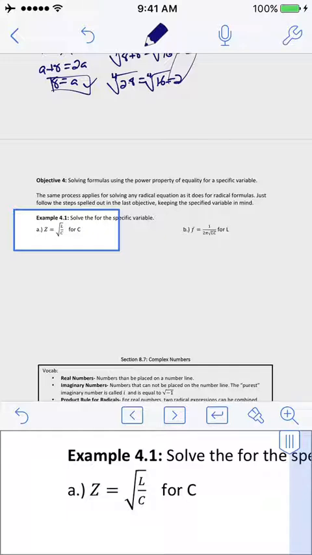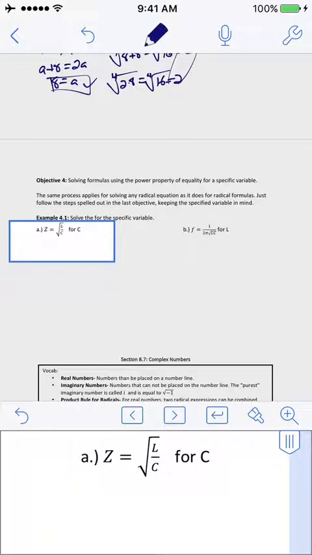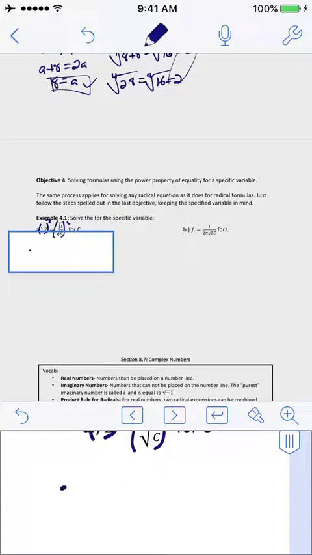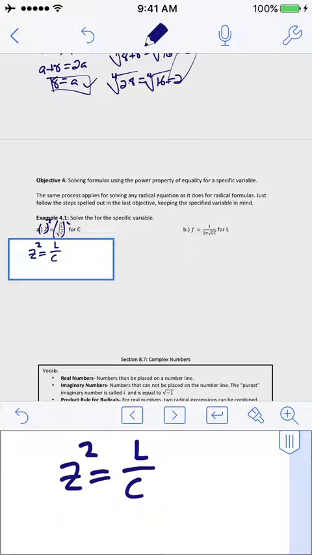So we just have to start solving for c. We pretend that c in this equation, z equals the square root of L over c, is the same thing as if z and L were numbers, right? We're just solving for c. So I'll start by squaring both sides. I get z squared is equal to L over c, right?